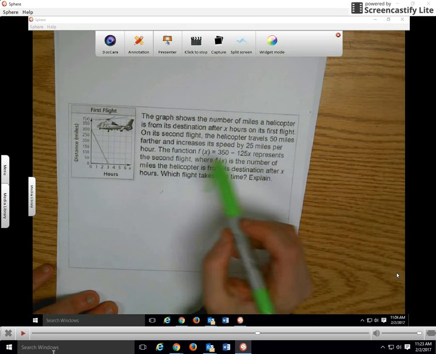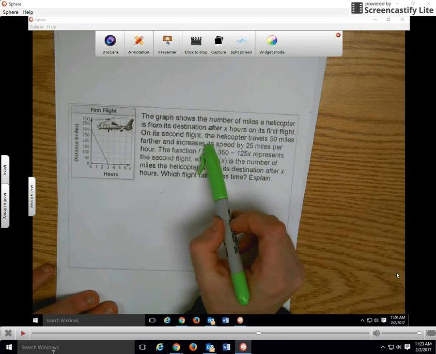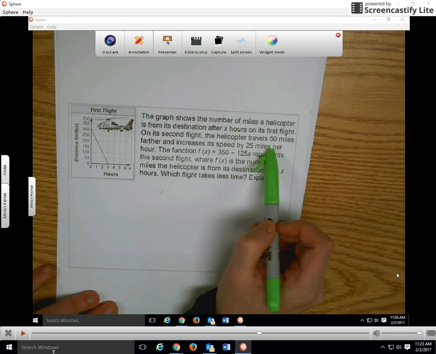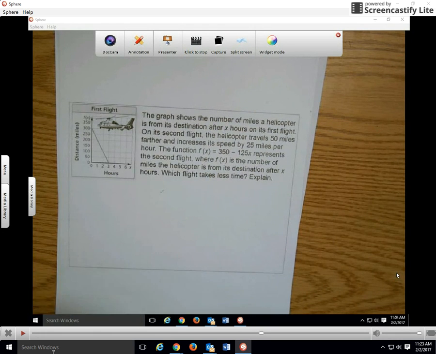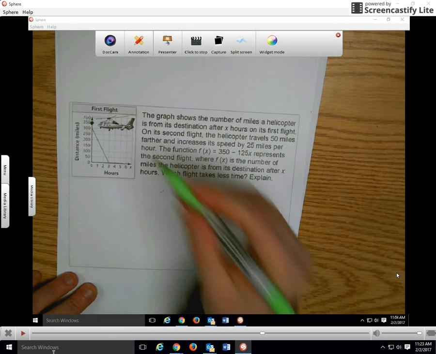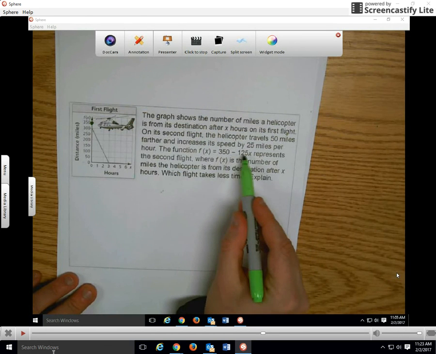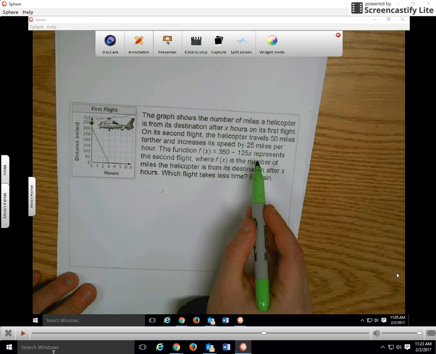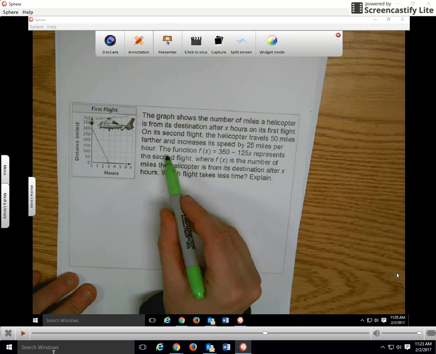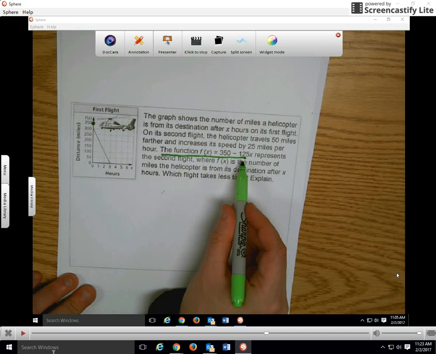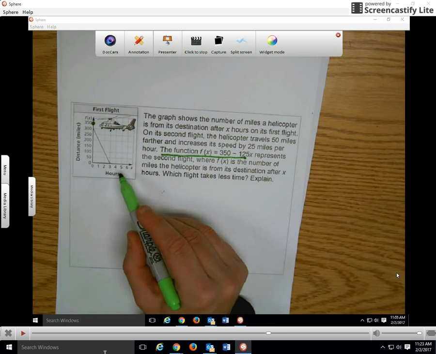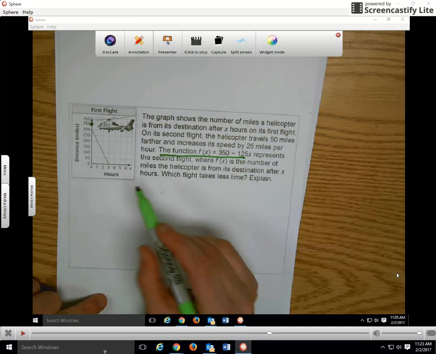That makes sense. On its second flight, the helicopter travels 50 miles farther, so it's going more distance. It's going to 350, right? But increases its speed by 25 miles per hour. The function, notice now it's not giving it to us in a graph. It's giving it to us in an equation. Now, we can turn that equation into a graph or a line, but right now it's just the equation.